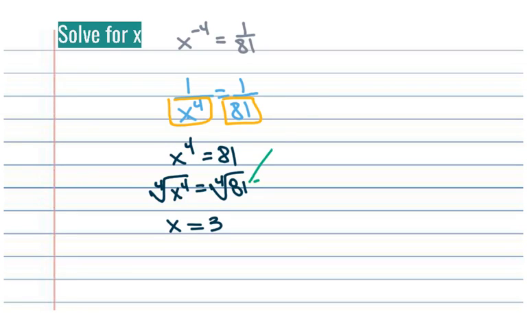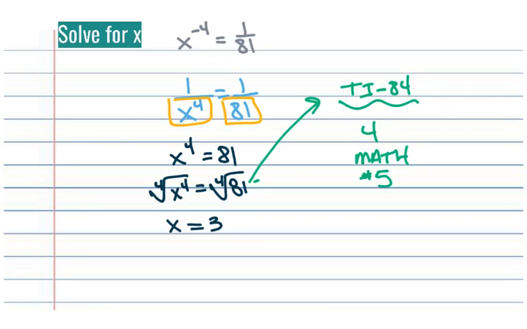So let's go over a little bit how to put this into our calculator. If you have a TI-84, since we're taking the 4th root, you would put in a 4, and then if you push your math button, you can either scroll down or go to number 5, and that'll say the x root, looks like this.